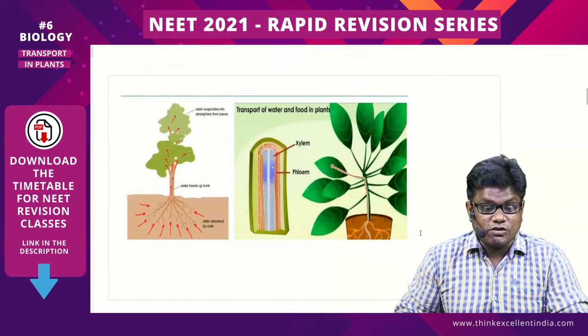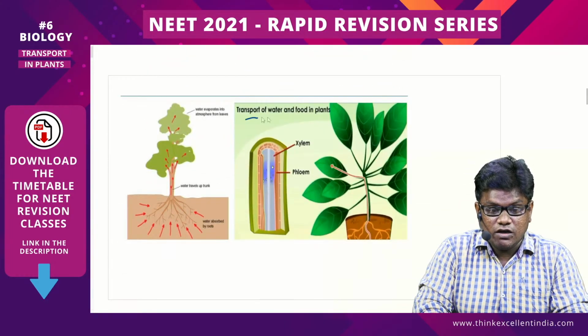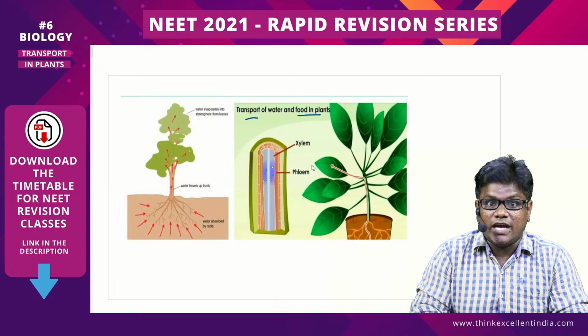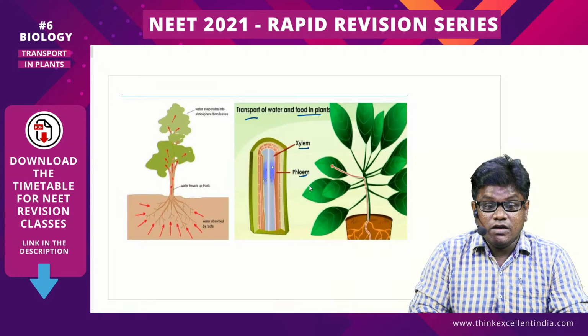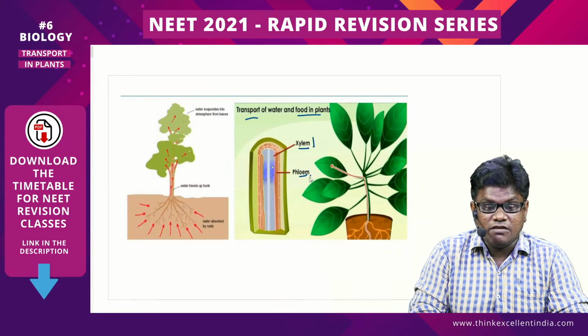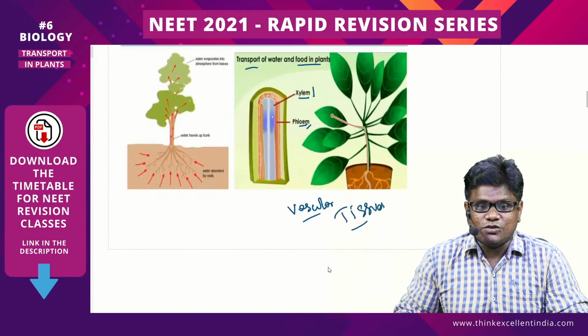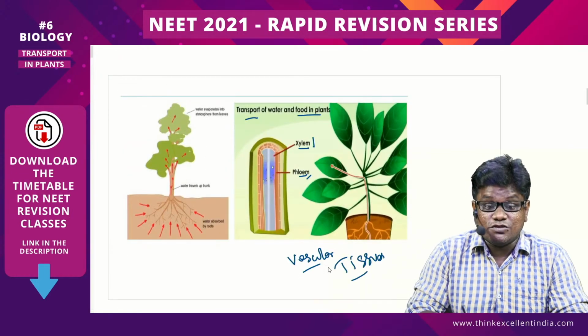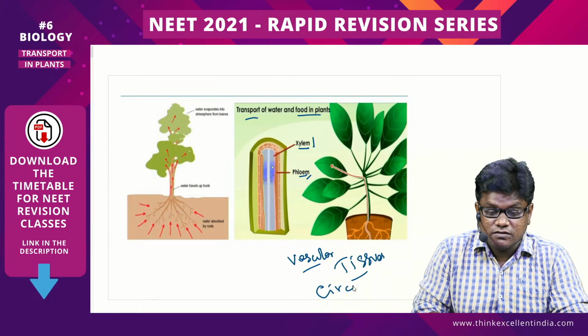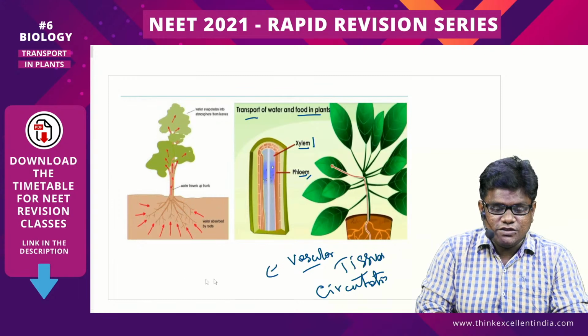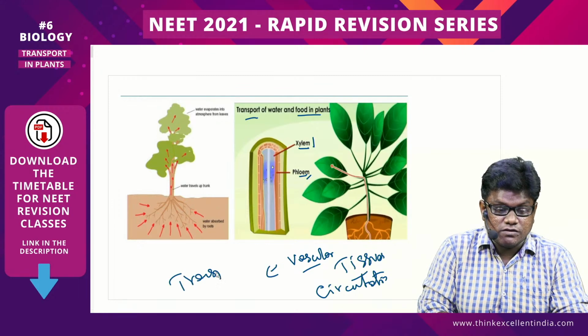Here we are going to talk about the transport of water and food in plants, which is carried out by two different components, xylem and phloem. They are called vascular tissues. When you talk about animals, we use the word circulation, but in plants we say transportation.